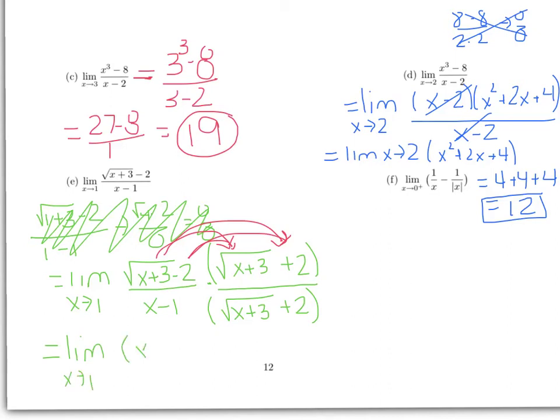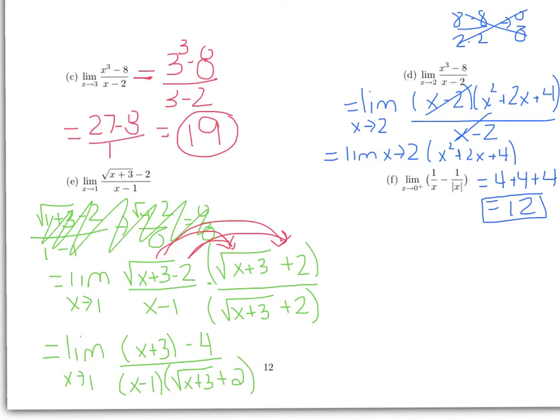You just end up with x plus 3 minus 4. So the first term squared minus the second term squared. And if you need to FOIL it all out and see that, that's fine. You'll get the two terms in the middle will cancel. And then on the bottom you have an x minus 1 and then square root of x plus 3 plus 2. And I would not FOIL all that out.